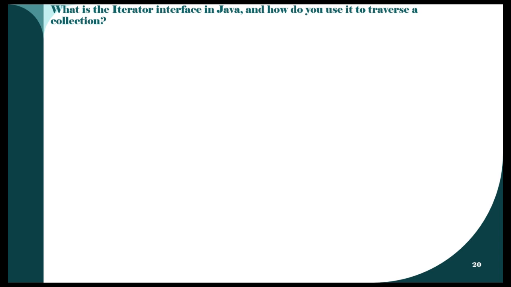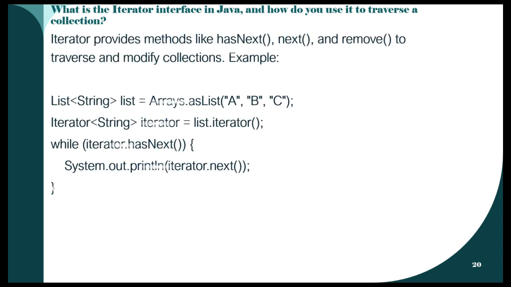Now, what is the iterator interface and how do you traverse a collection? Basically, an iterator is used to traverse the elements of a collection. For that, there is a hasNext method, a next method, and a remove method, which you can use to traverse and also modify that collection. That's how we make use of the iterator.